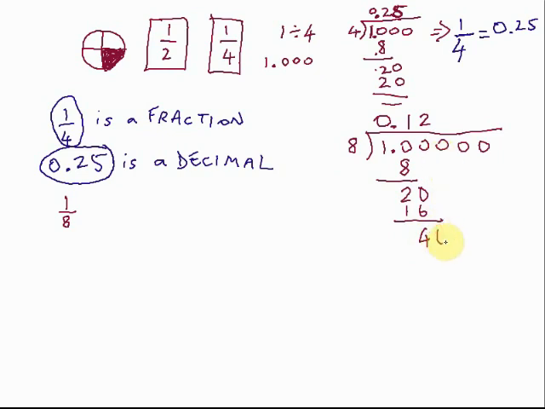Bring down another 0. 40. Does 8 go into 40? Yes, it does, 5 times. What are 5 8s? Well, they are 40. So we're done. So 1/8 is equal to what in decimals? Well, it's this: 0.125. And that's simply how you convert fractions to decimals. Absolutely simple and straightforward. I hope you'll agree that it is, anyway.